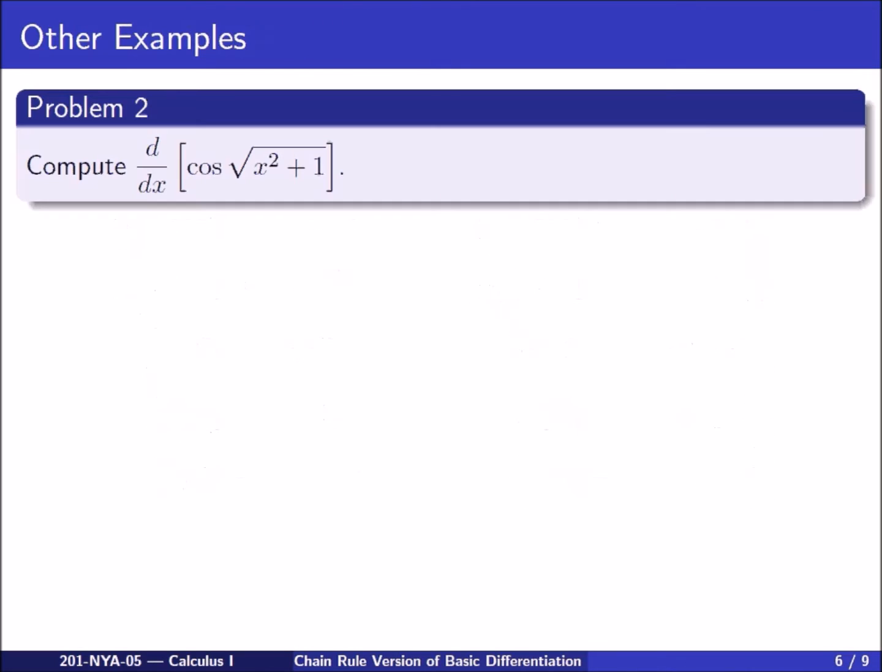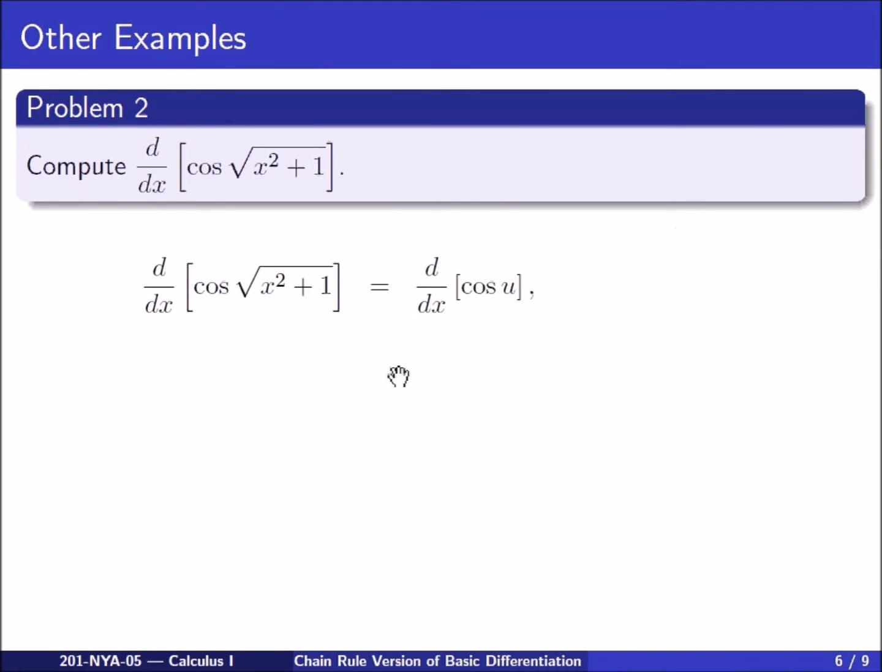So let's look at another example. This is an example you've seen in the previous video. Here we're differentiating the cosine of the square root of x squared plus 1. So here there's a composition of three functions: the cosine function, the square root function, and then the polynomial function x squared plus 1. And I will differentiate this quite easily using my basic differentiation rule.